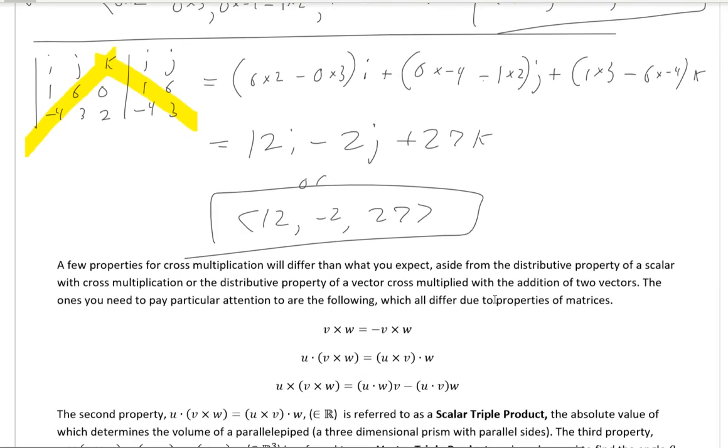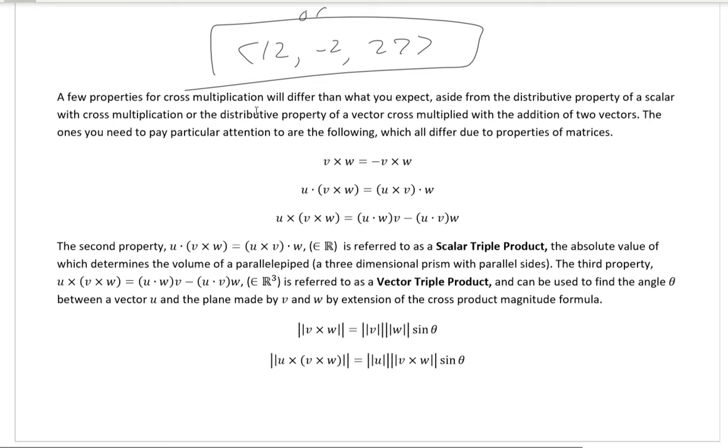Now, concerning the cross product, there are a few different properties for it that may differ from what you expect. The distributive property of a scalar with a cross multiplication works just fine. So if you have a scalar c times v cross w, that's still going to give you cv cross cw. So that works just fine. But a lot of the other properties are a little different. If you do v cross w, that's not going to give you w cross v. That's going to give you negative w cross v. So if you flip those, you actually do result in a negative. And that's because if you think about the components, we would subtract the second one, so it does make sense that you get the opposite when you flip the vectors in a cross.